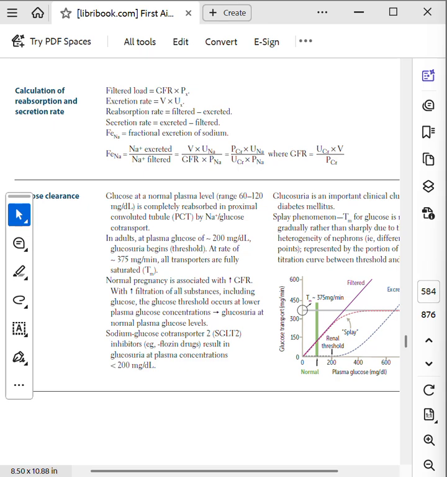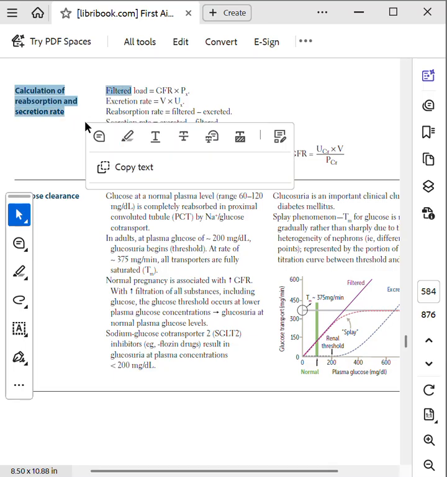now we move on to calculation of reabsorption and secretion rate. Now, calculation of reabsorption and secretion rate is very important for sodium because it helps us understand if an injury is pre-renal or post-renal, or it's happening inside the kidney, like acute tubular necrosis. So as I was saying, we have the calculation of reabsorption and secretion rate.